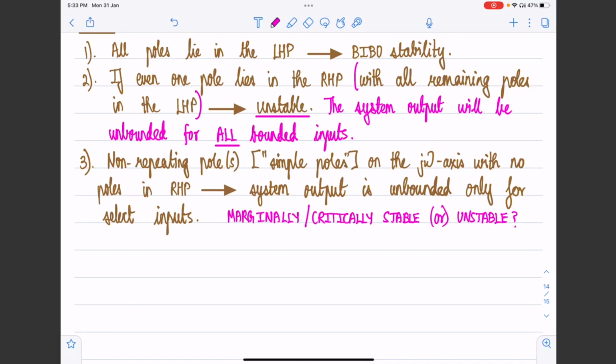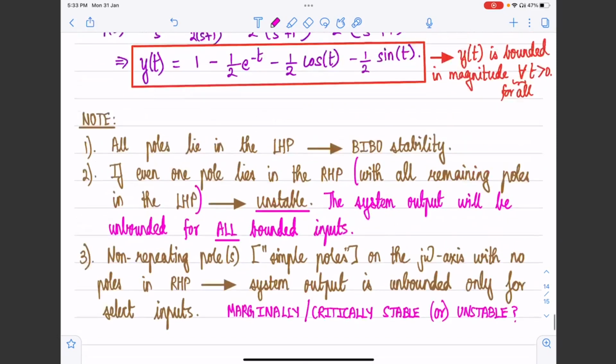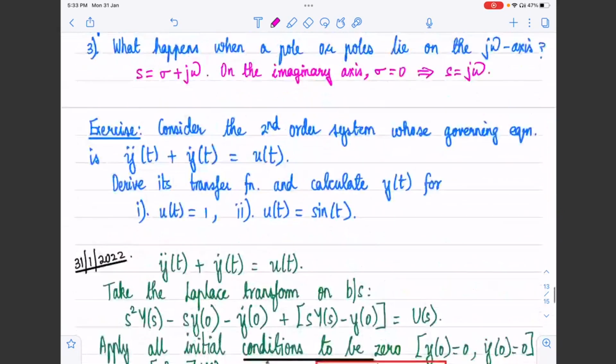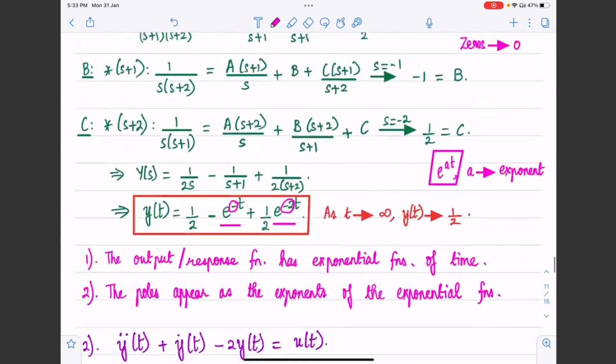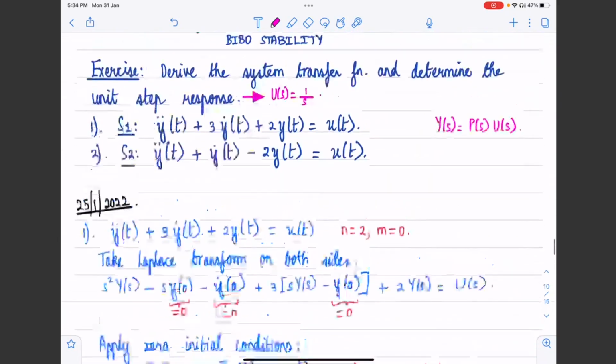That is why people call this a marginally stable case or a critically stable case. It's not exactly unstable, since the output is not unbounded for all bounded inputs, but only for selected inputs. But if one were to strictly apply the definition of stability, the system output should be bounded for all bounded inputs and for all time. That's what we wrote down.